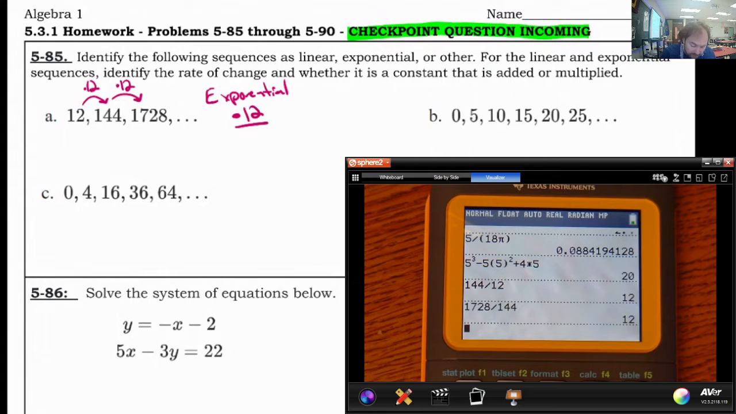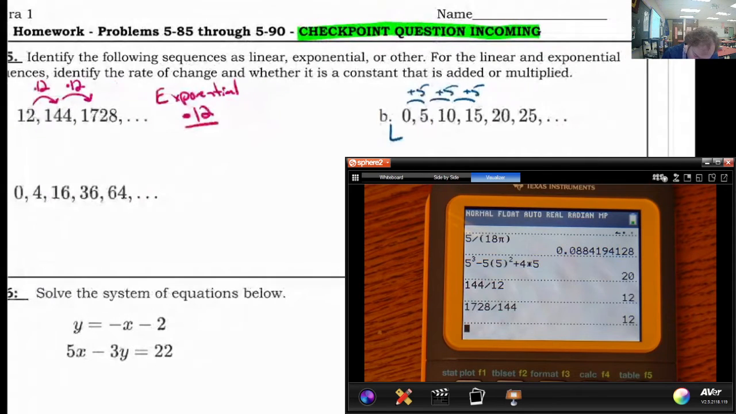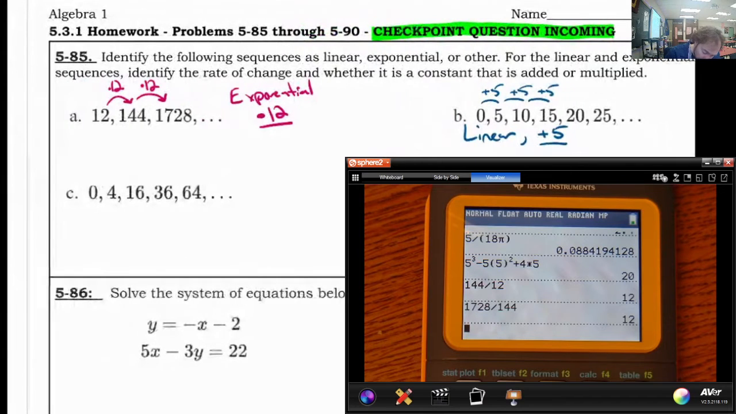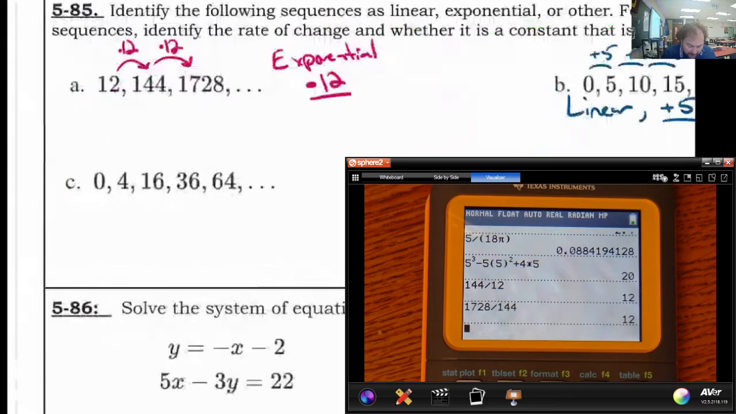Question B is pretty simple. We're just going up by 5. You can see 0, 5, 10, 15, 20. So this is plus 5, plus 5, plus 5. So this is linear, and the constant is plus 5. And that's it.